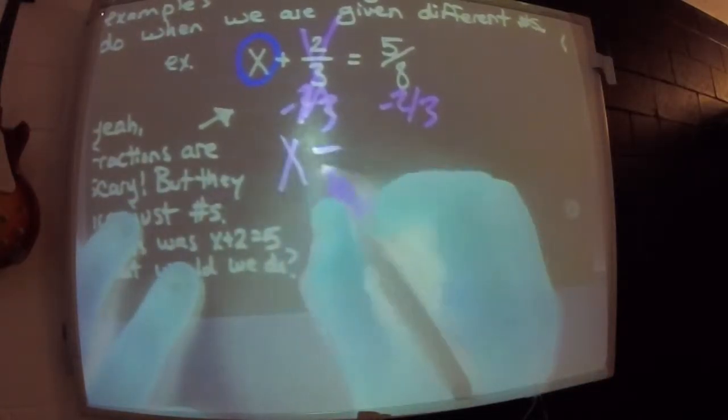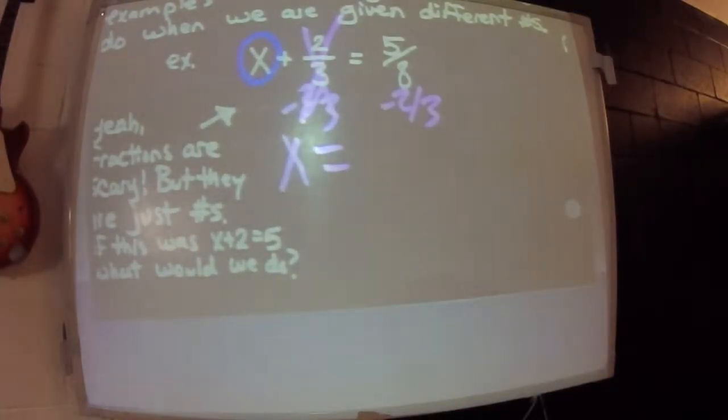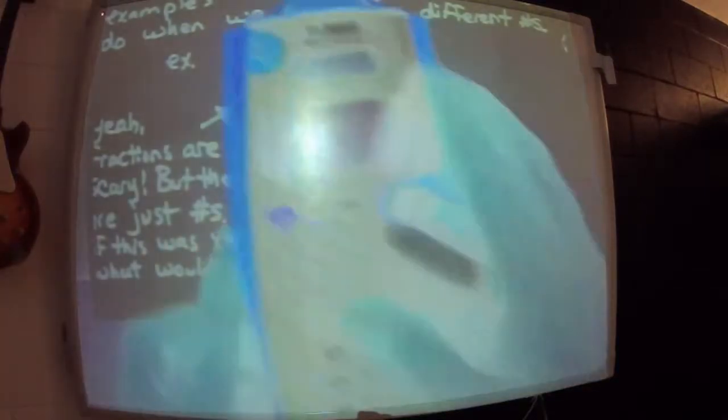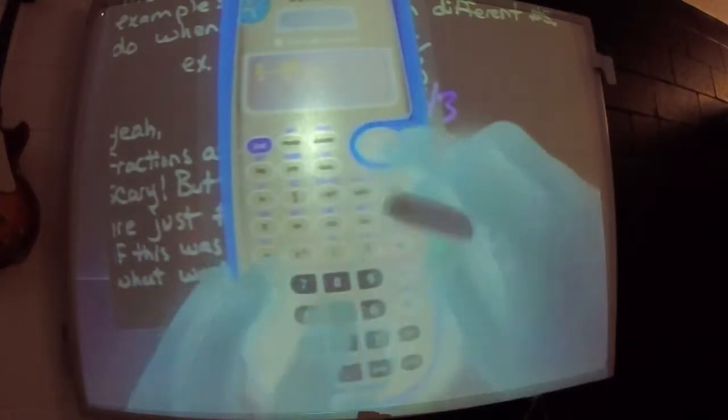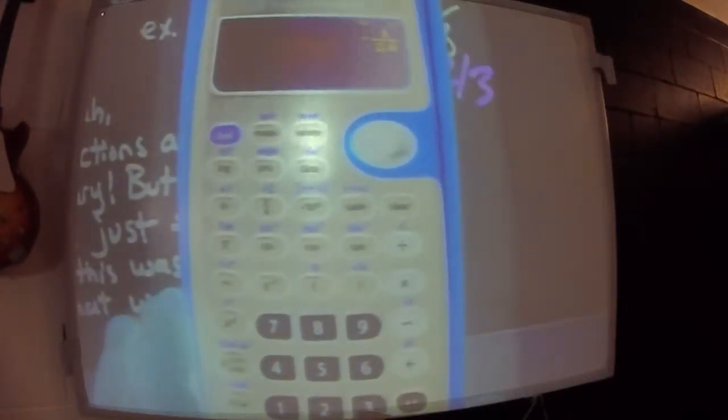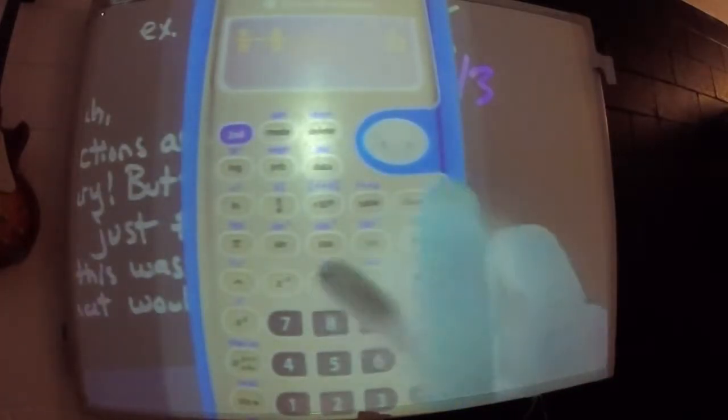And x equals 5/8 minus 2/3, which equals negative 1 over 24. So we just write that down. Negative 1/24, that is the answer.